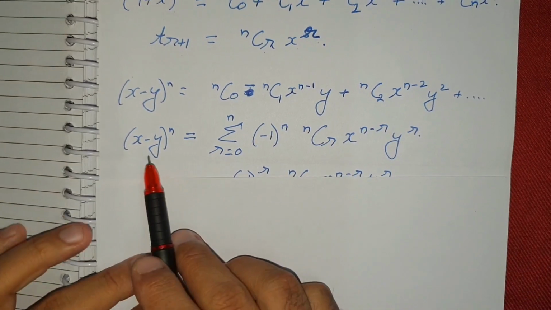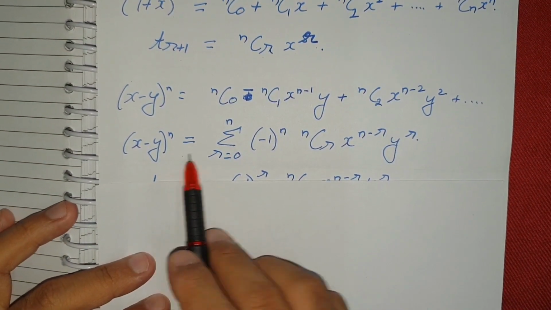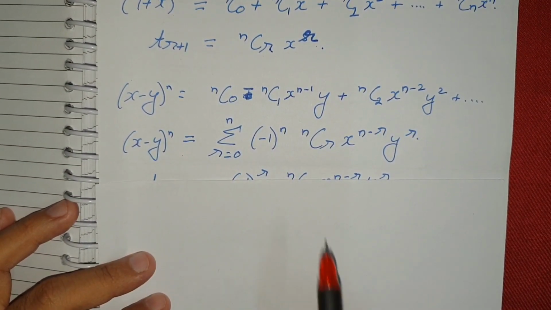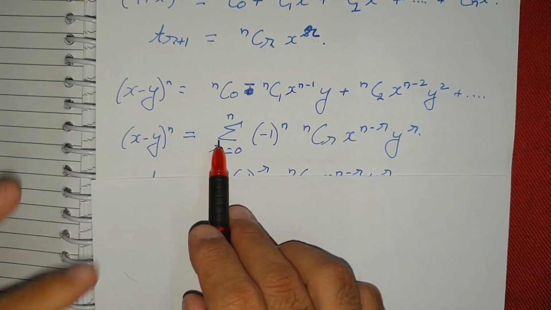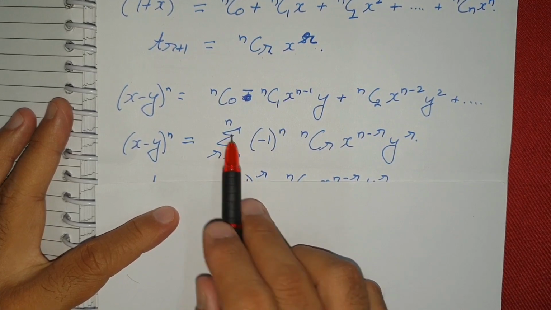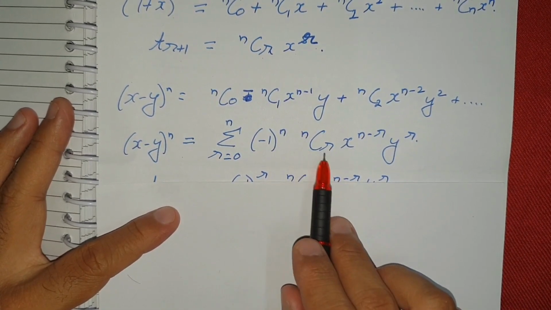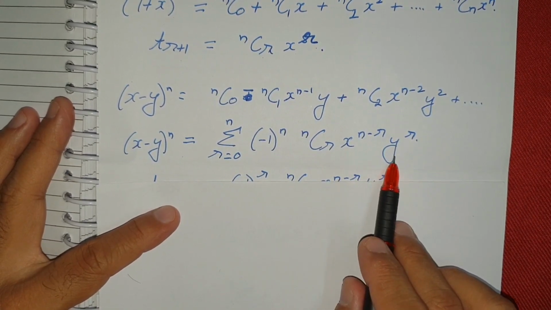The general term of (x - y)^n is written as a summation, just to represent it. So this is the sum from r = 0 to n of (-1)^r nCr x^(n-r) y^r.